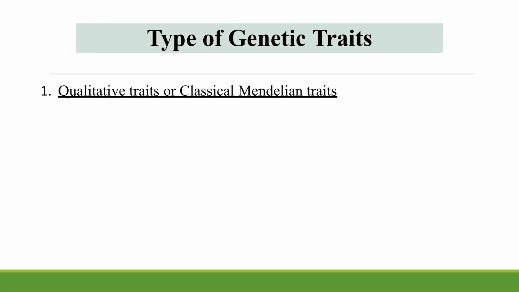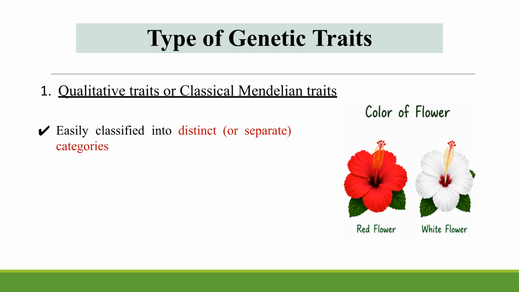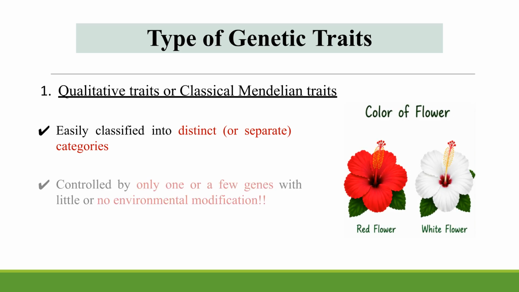The first type is qualitative or classical Mendelian traits. These are easily classified into distinct categories, like the color of a flower being red or white. They are controlled by one or a few genes, with little to no influence from the environment. Using these traits, Gregor Mendel discovered the principles of heredity. These traits are commonly analyzed using ratios and counts.